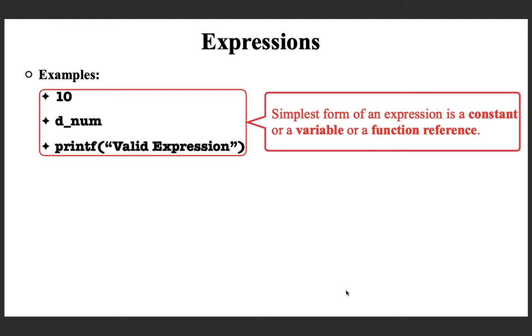And these are the simplest forms for expression. So the simplest form of an expression is a constant like this, or a variable like this, or a function reference like this, function invocation or function reference. Let us see more examples. So this is the simplest form. Now I am just combining two expressions of the basic kind using an operator to form a new expression.